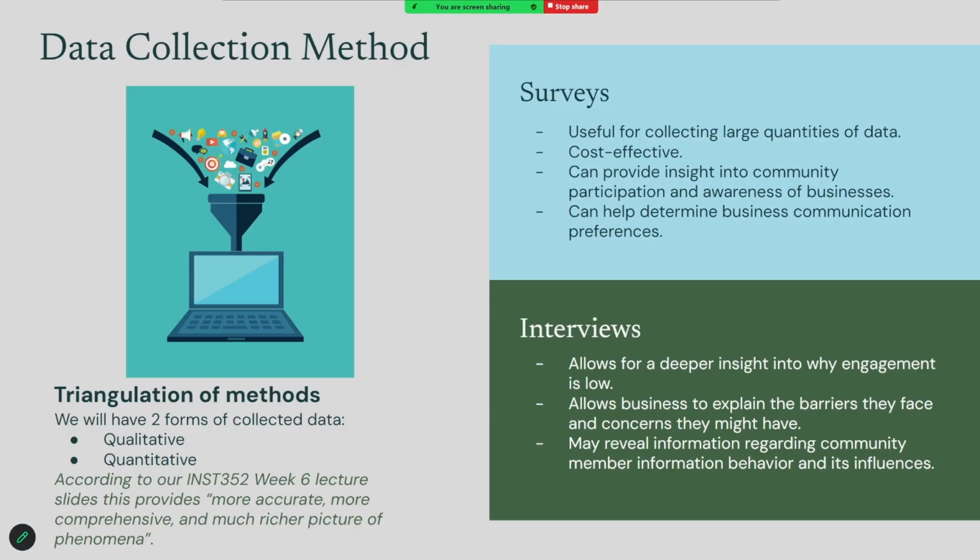and its influence. And with these two, it uses the triangulation of the methods, and we will have two forms of collected data, which is the qualitative and quantitative. Because according to our week 6 lecture, it provides a more accurate, more comprehensive and much richer picture of the phenomena.